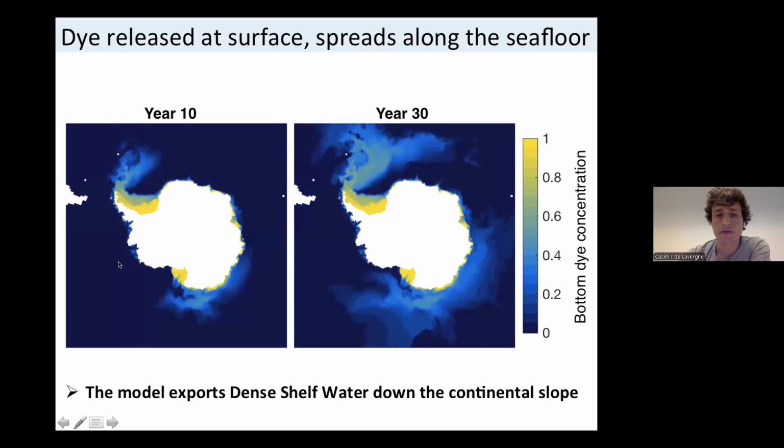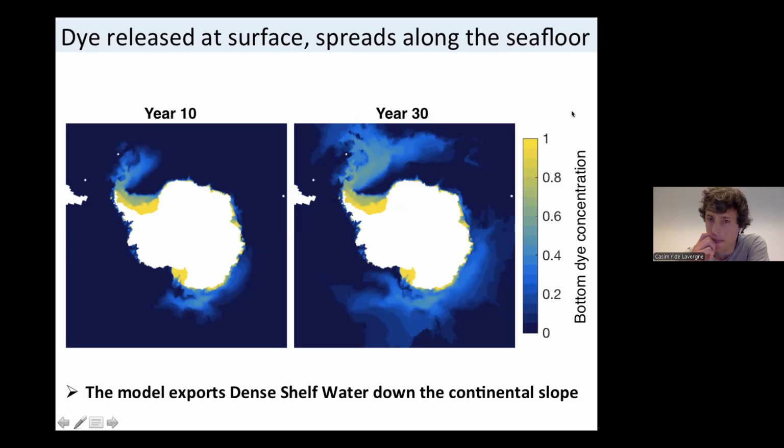I confirmed this with an artificial dye release. I release a dye at the surface, and then I see how it spreads. Here you're looking at the concentration of this dye in the bottom grid cell of the ocean after 10 years and after 30 years. If you release a dye at the surface of the Southern Ocean, after 10 years the only places where it has gone to the bottom are these regions of dense shelf water formation. And then it starts to spread downstream. It cascades down the continental slope. It's very nice, right?